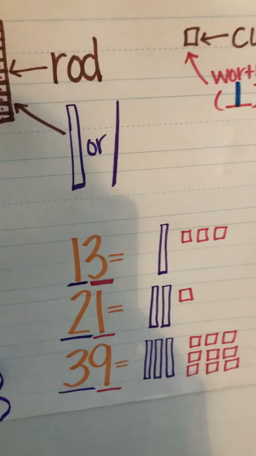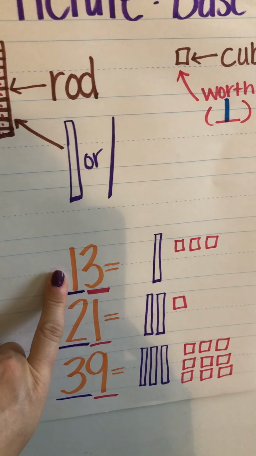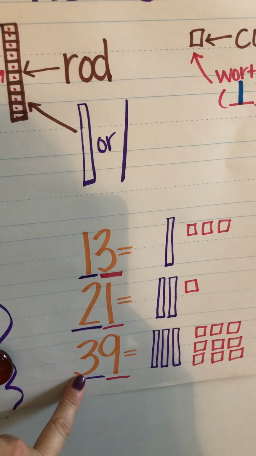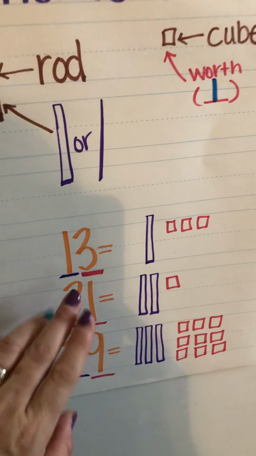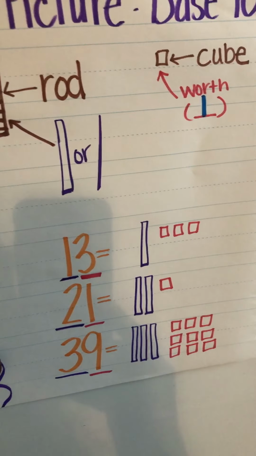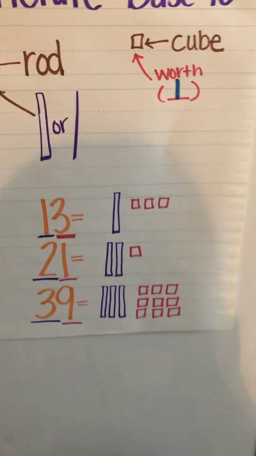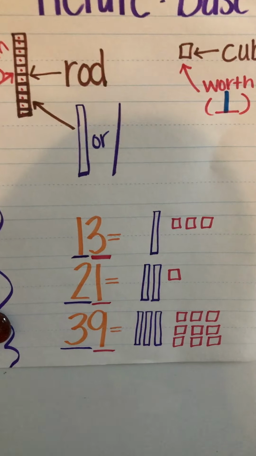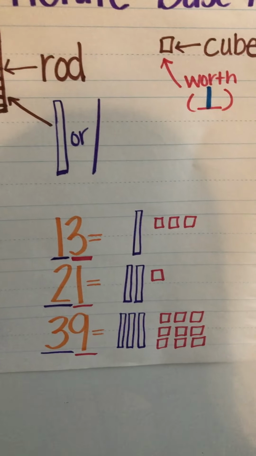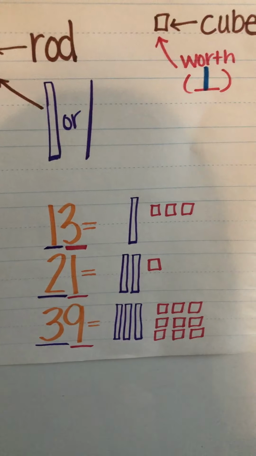All right, so let's do some examples down here. I have the number 13, 21, and 39. And again, I tried to do multiple colors just to kind of break it up so you can see. You do not do that with your math. Remember, kiddos, we always do math in pencil. I know you're at home, but it has to be in pencil.